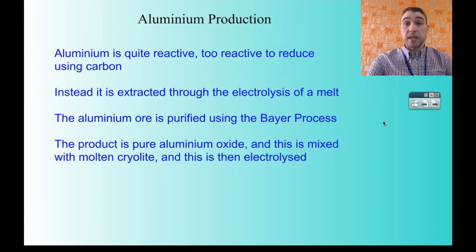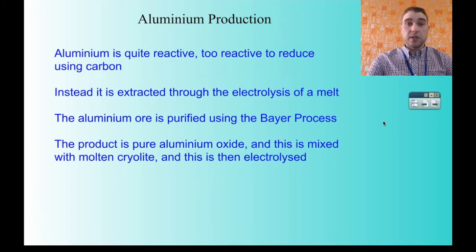You don't need to know many of these details, but it's interesting to go through anyway. So aluminium is quite a reactive metal, and it's so reactive that you can't reduce it using carbon as a reducing agent. Carbon you can use for things like zinc and iron, but it doesn't really work with aluminium because the carbon isn't strong enough as a reducing agent to reduce the aluminium ions. So instead they use a melt, and they use a molten salt.